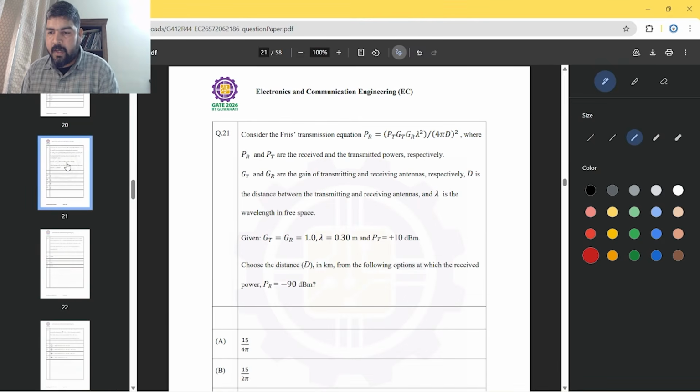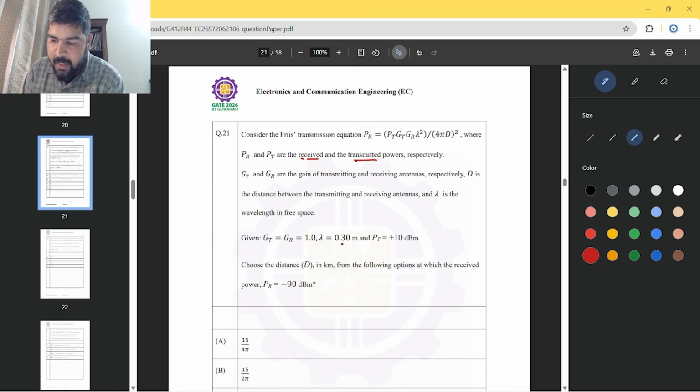Okay, so in this question there is one equation, and the equation is provided to us. PR equal to PT GT GR lambda square divided by 4 pi d square. So this is the Friis equation, and PR and PT are the received and the transmitted power. GT and GR are the gains of the transmitting and receiving antennas, and d is the distance between them. Lambda is the wavelength in free space.